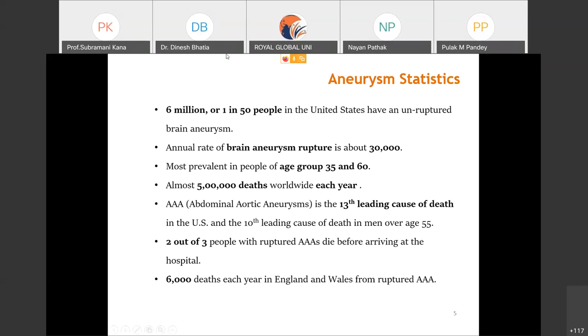You can see that the annual rate of brain aneurysm rupture is 30,000, though there are 6 million people affected, across age groups from 35 to 60. Most of the productive age falls within that period, and within it the aneurysm ruptures and people die. Worldwide, about 5 lakh deaths happen every year due to aneurysm. These are some of the statistical data. Maybe we can see the slide.